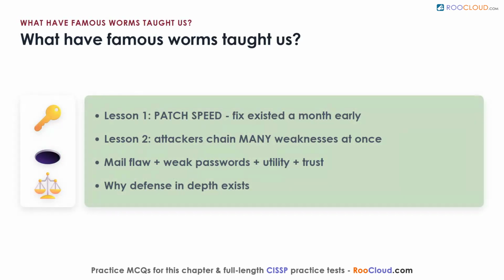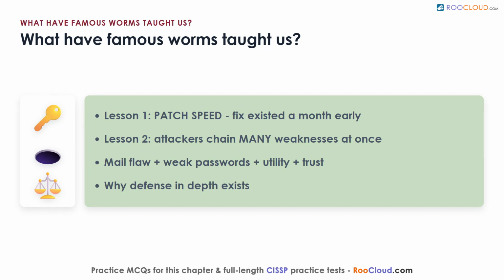What have famous worms taught us? Two lessons stand out. The first is that patching speed is everything. One infamous worm tore through unpatched web servers, defaced their pages, and aimed a denial-of-service attack at a high-profile government site, even though a fix had been available for over a month beforehand. Prompt patching alone would have made it fizzle.